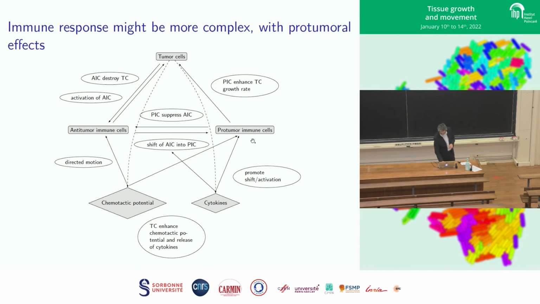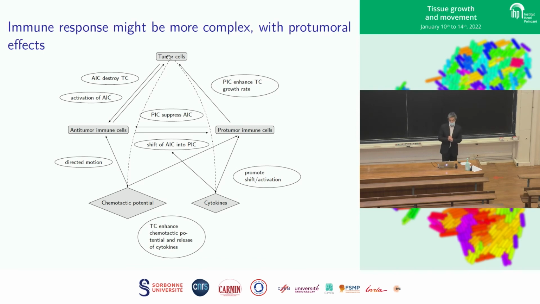So here you have the tumor cells, and what we did so far is to play with the left-hand side of the picture. The tumor cells activate the anti-tumor immune cells. They activate the cells that become active, and they are also activating some chemotactic potential, which says, hey, come on and kill the tumor cells which are here in this location. So this is what we did: directed motion, and the anti-tumor cells kill the tumor cells.